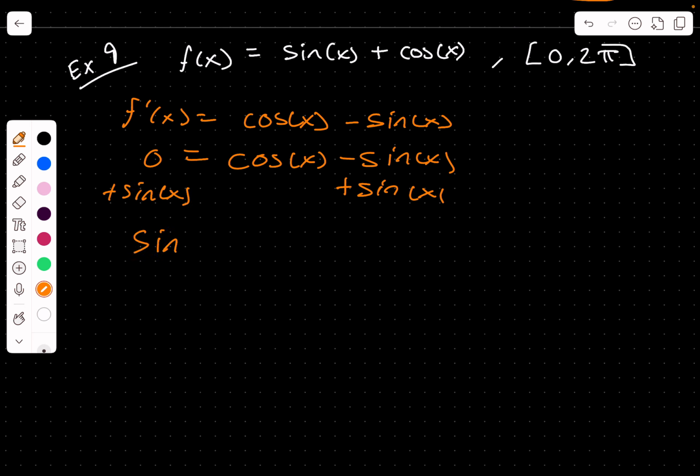So now we are left with sine of x equals cosine of x. I did this because now we can find the values. Before, we wouldn't be able to find any values, really. So let's find the values.